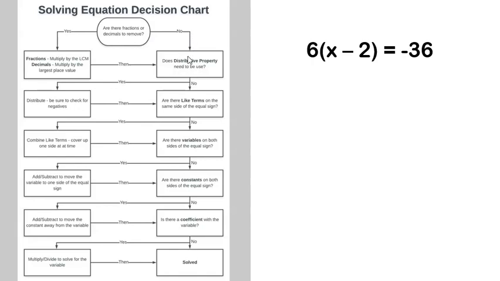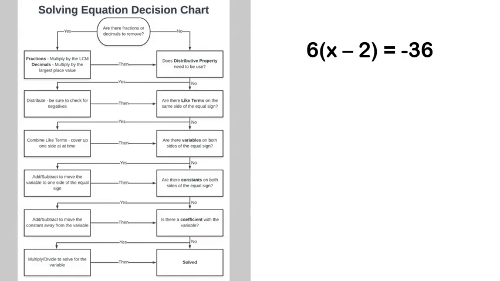Now here's my next question. Does the distributive property need to be used? Remember, distributive property means that I have a number immediately next to parentheses. As we can see here, yes, this one does have distributive property. So since I have yes, I'm going to come over to the left and notice what it tells me. Distribute, be sure to check for negatives. So I want to watch for negatives as I do this distribution.